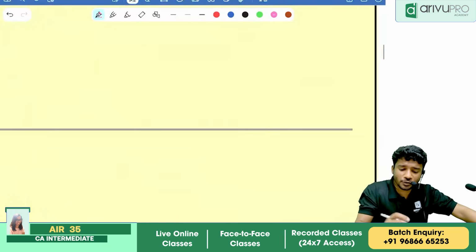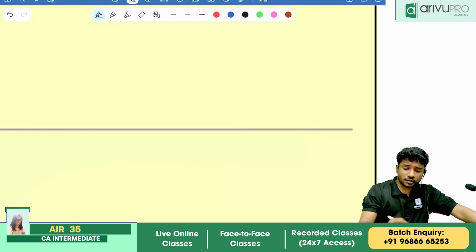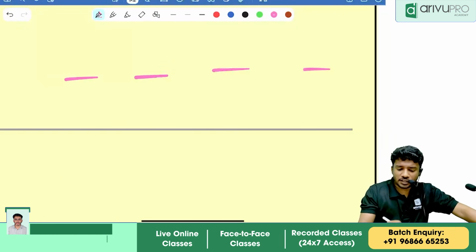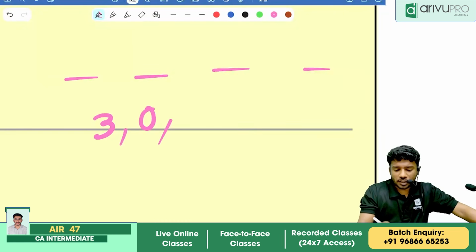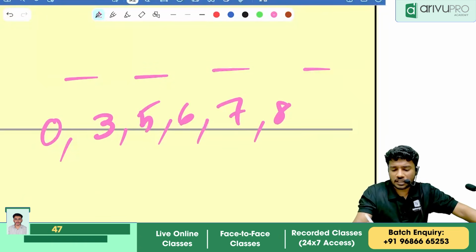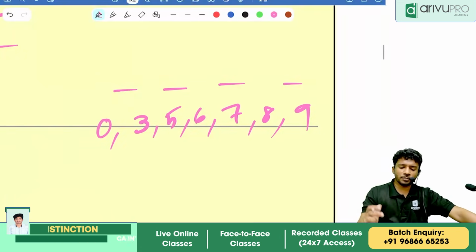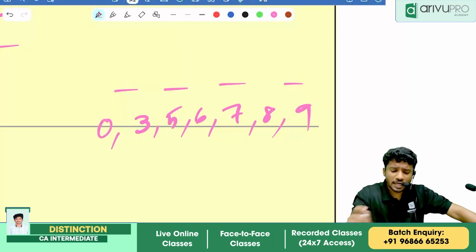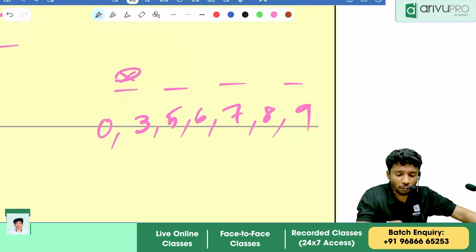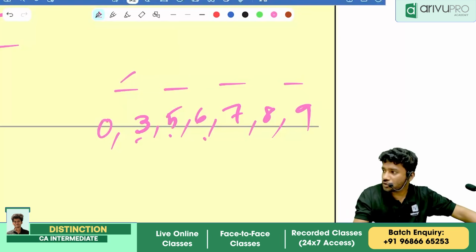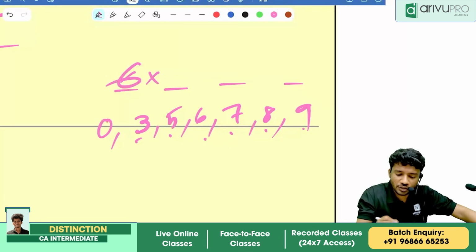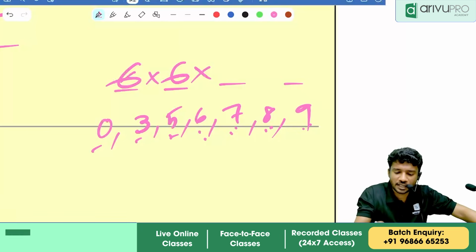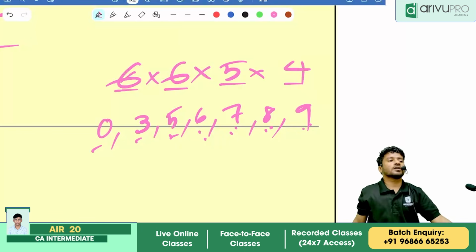For them, I have the next question. Form a 4-digit number using the digits 0, 3, 5, 6, 7, 8, 9. People, is there any other condition? It cannot be repeated. That is one condition. Can 0 sit in the first place? No. How many can sit in the first place? 1, 2, 3, 4, 5, 6. Into. How many can sit in the next place? 1, 2, 3, 4, 5, 6. Into. How many can sit? 5. Into 4. That is the way.